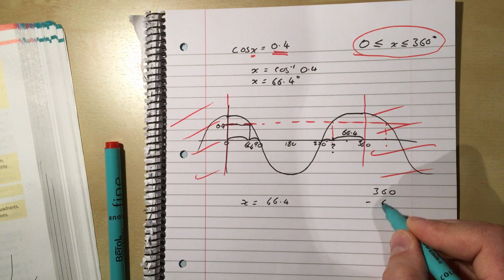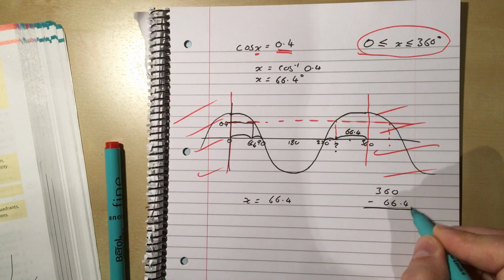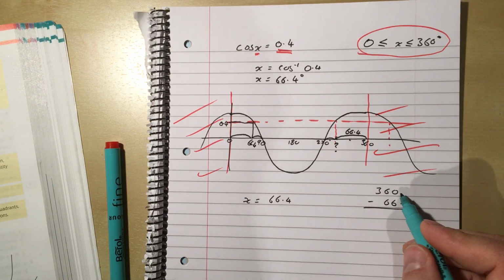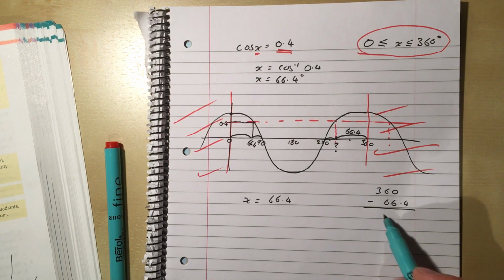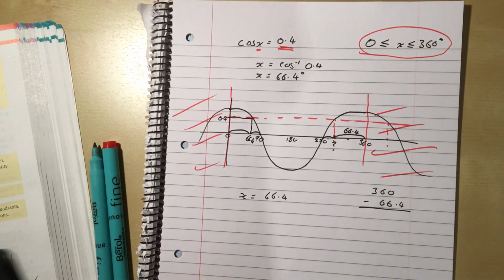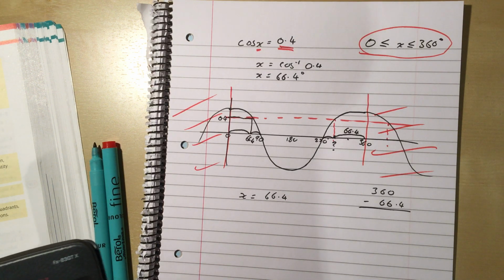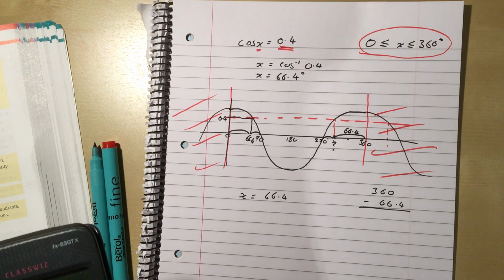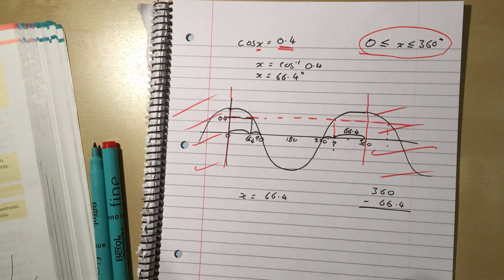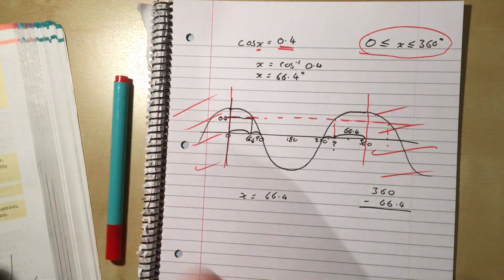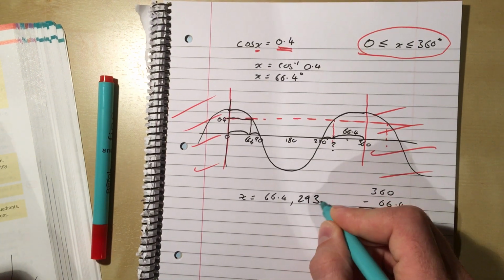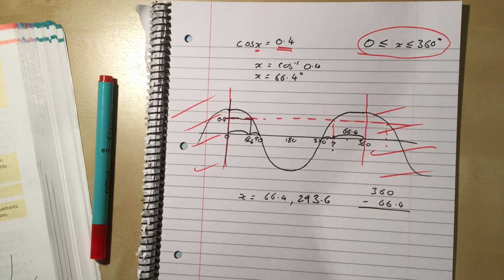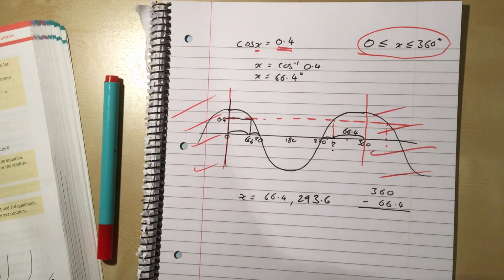360 take away 66.4. Oh, slightly pathetically, I can't think fast enough. What are we looking at? 290-ish. So yeah, 360 take away 66.4. My brain's not working fast enough to do the 0.4 bit and speak coherently at the same time. 293.6. Oh, how embarrassing. Well, I won't edit that out just to show that I can be stupid.